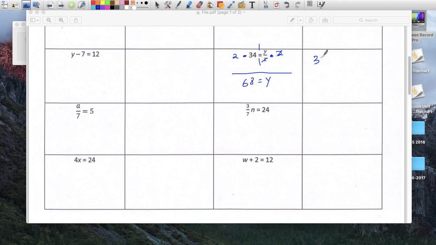Let's try. 34 equals y over 2. 34 equals 68 over 2. And 68 over 2 is indeed 34, which gives you 34 on the other side, which is equal to 34 on the other side.